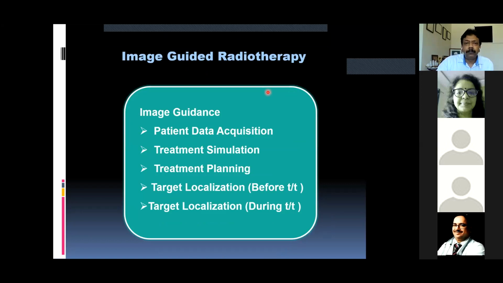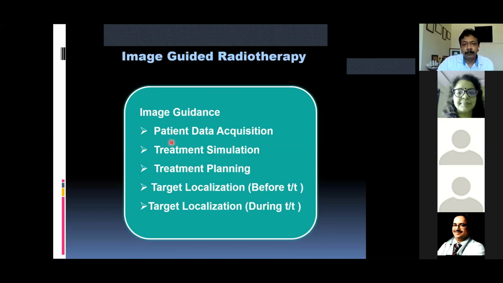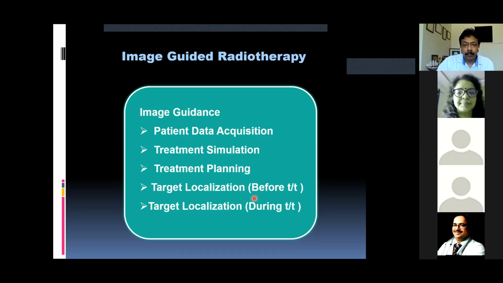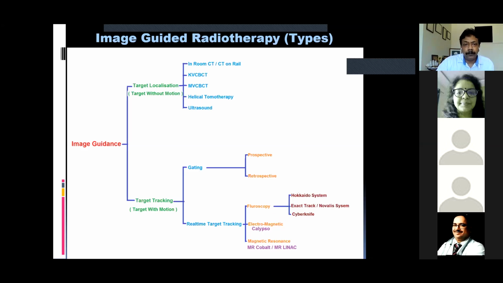Now, personally, I do not have much experience in image-guided radiotherapy, but what I understand is that image guidance covers patient data acquisition, treatment simulation, treatment planning, target localization before treatment, and target localization during treatment. Image-guided radiotherapy has mainly two types. In the first type, we localize the target, considering the target has no motion. And the next one is we track the target, considering the target with motion.